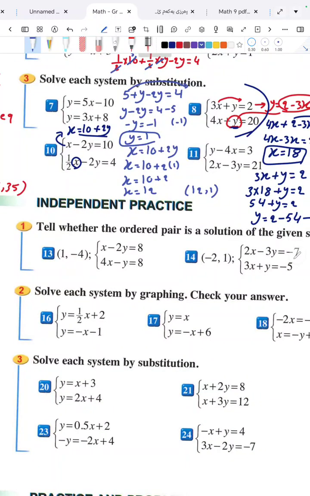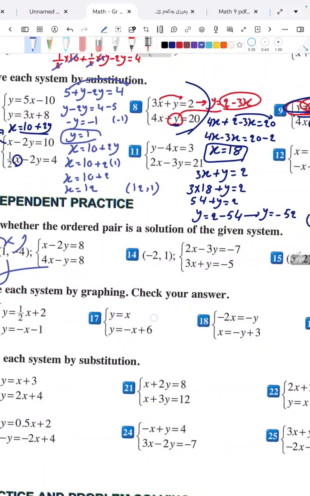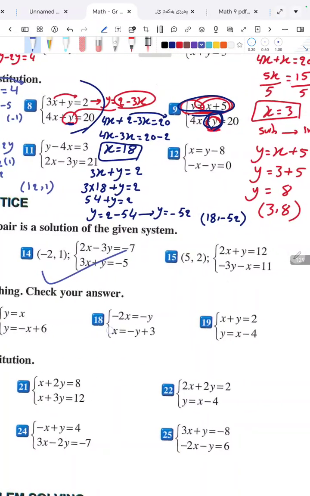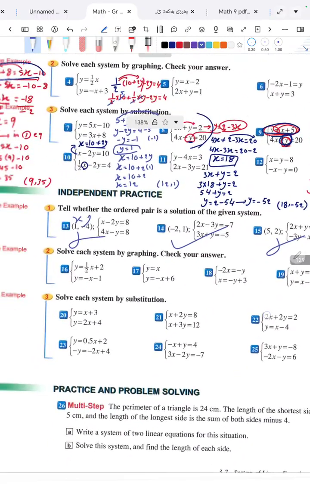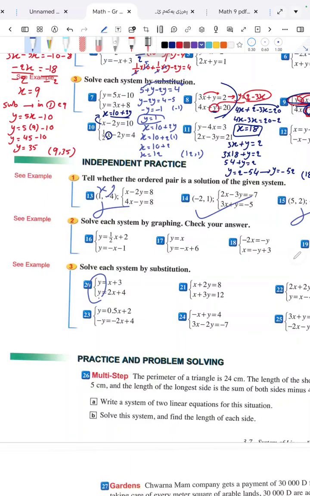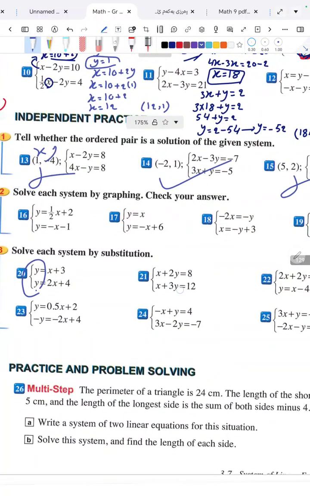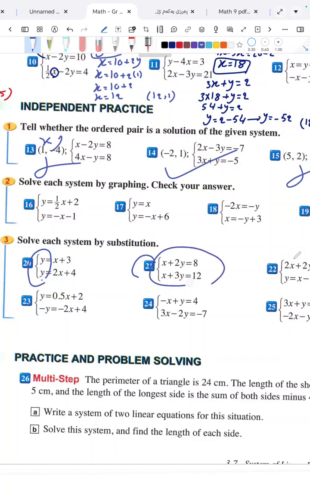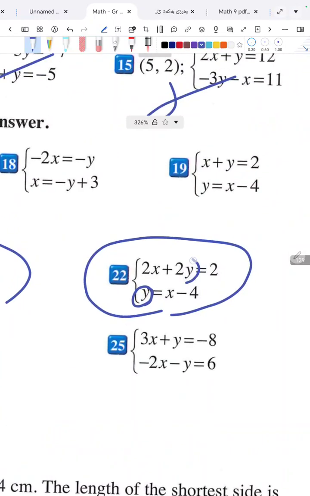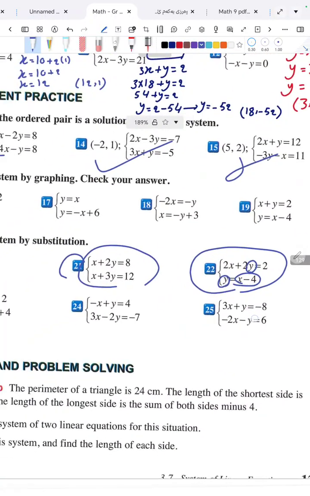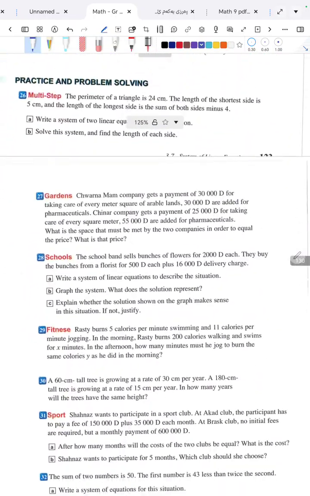Okay. Again, in question 13, you have to substitute to check whether the ordered pair is correct or not. When you substitute, for x write 1, for y write negative 4. For the first one, it's not a solution of the system. Question 14, when you solve it, it is correct. Question 15, when you solve it, the ordered pair is not the solution of the system. Even in 20, it's case 3, part 1, both of them are written as y. Question 21, none of them is written as y or as x. Question 21, one of them is written as y, so instead of this y, I'm going to write x minus 4 to find the ordered pair.